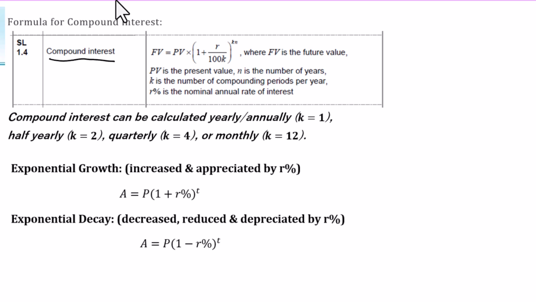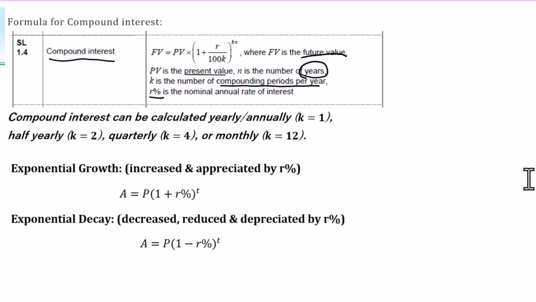FV is the future value. PV is the present value. N is the number of years. K is the number of compounding periods per year. R% is the nominal annual rate of interest.